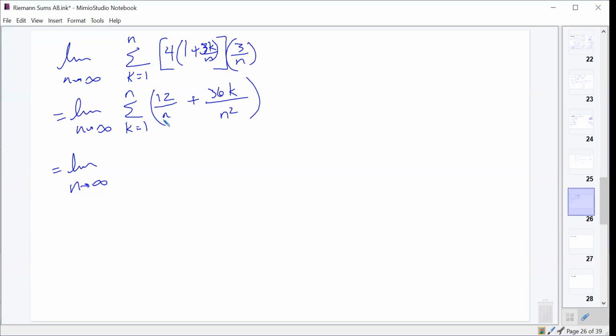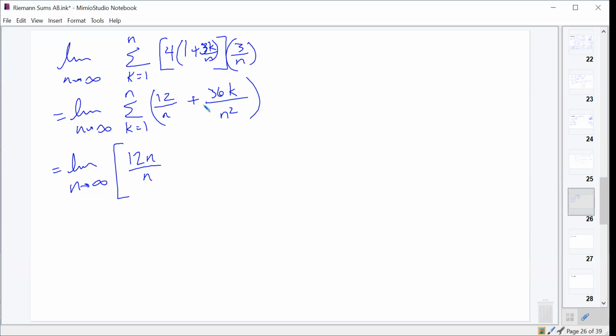I have the first 12 over n plus the second 12 over n plus the third 12 over n, all the way up to n 12 over n. So what does n 12 over n's look like? I'm going to write it as 12 over n times n to start with, but 12n over n is just 12, right? And then what about over here?